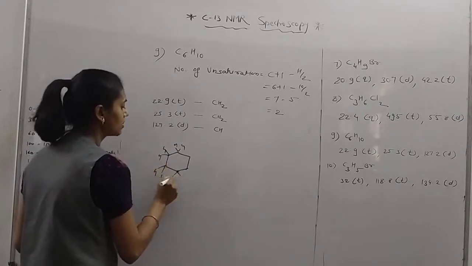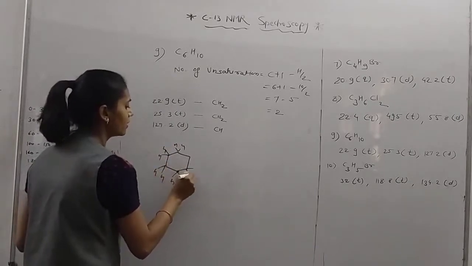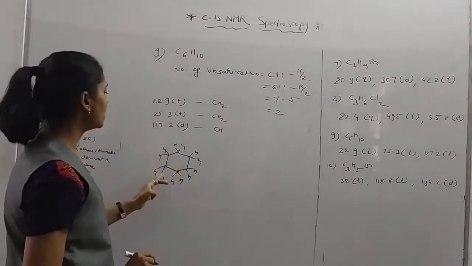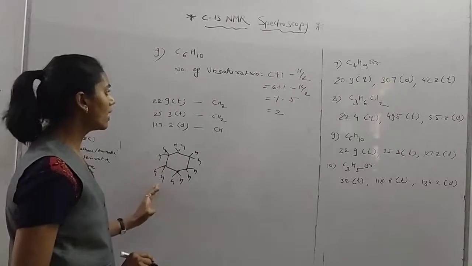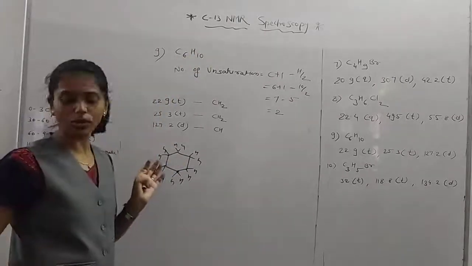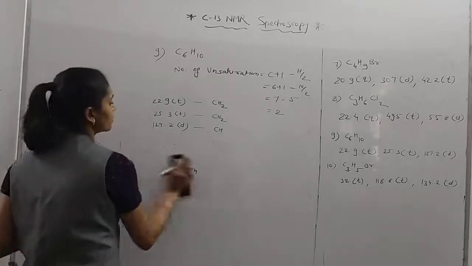It's a wrong structure, but then also I draw this type of structure. Okay, there is C6, and how many hydrogen is there? 12 hydrogen. We want 10 hydrogen. So this is actually the wrong structure. So what is the possibility?